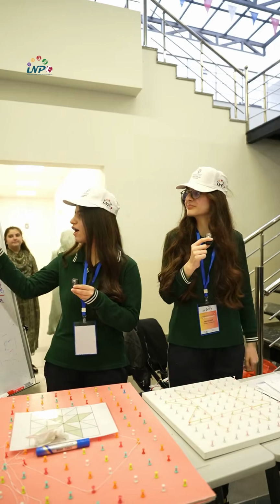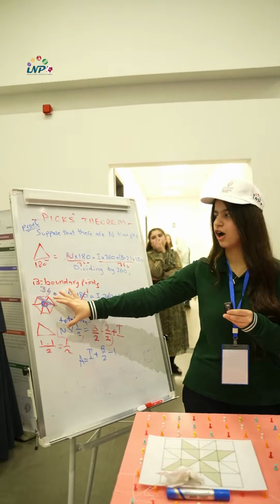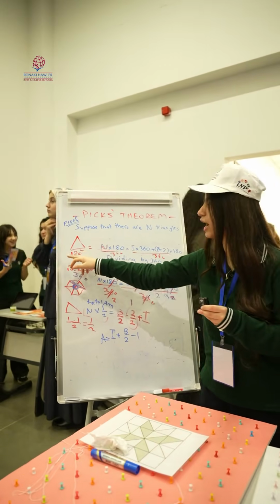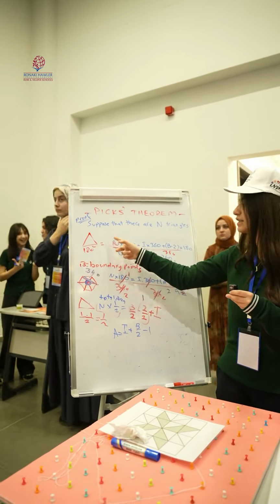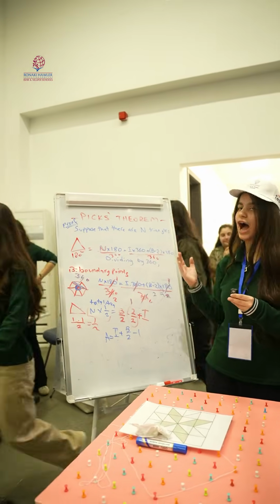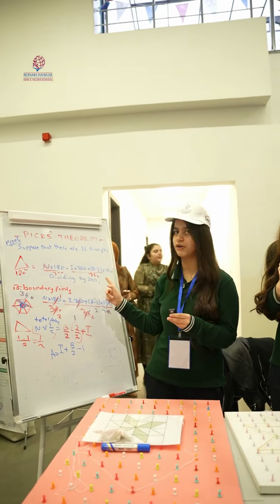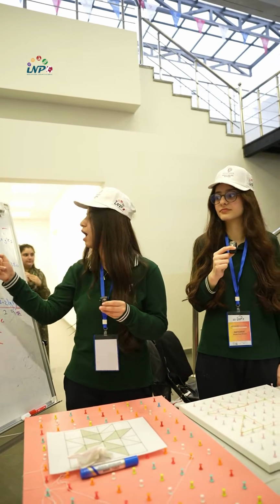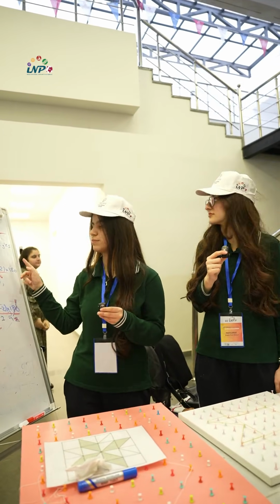Suppose that there are n triangles here. In this hexagon shape there are 6 triangles. The sum of the angles of a triangle is 180 degrees. So n times 180 equals I times 360, where I means interior points and B means boundary points, because we cannot make another triangle here, plus B minus 2 times 180.